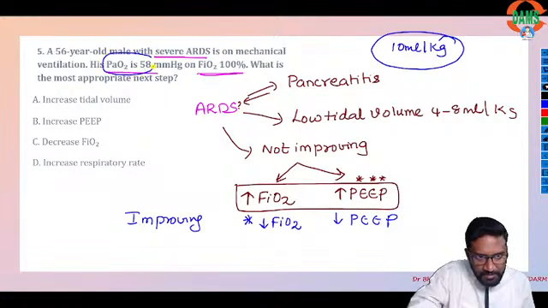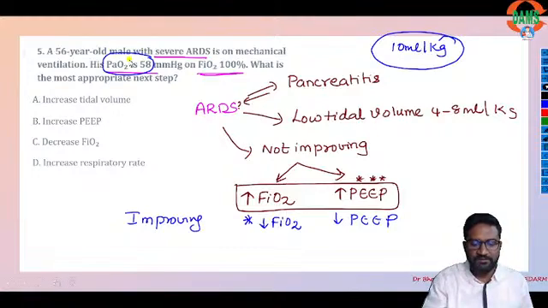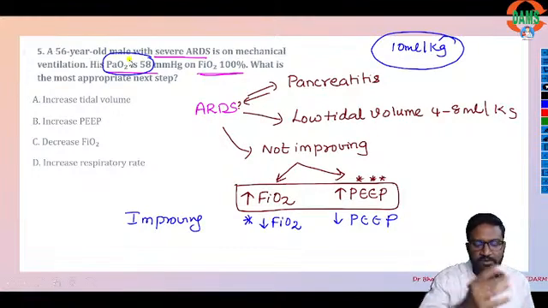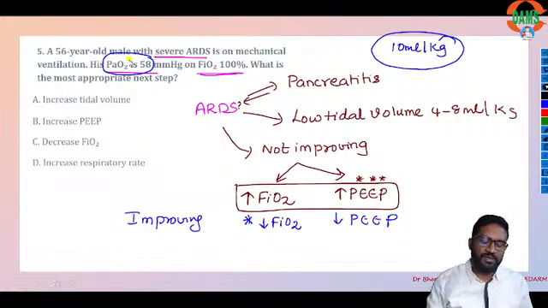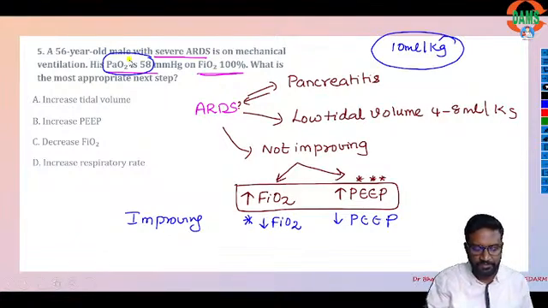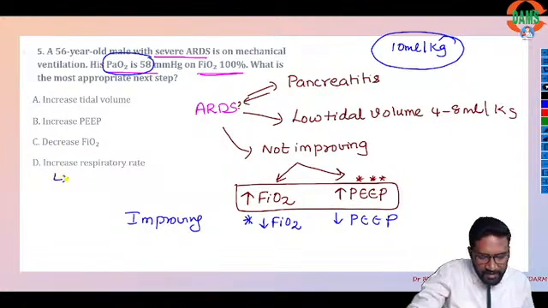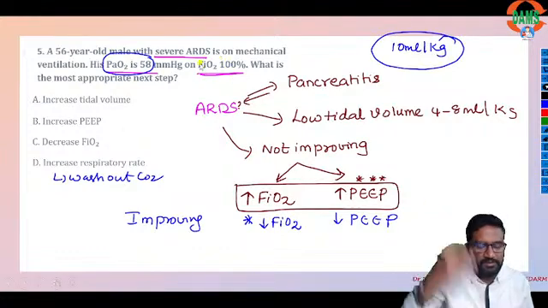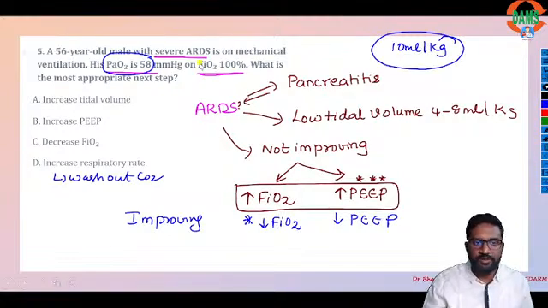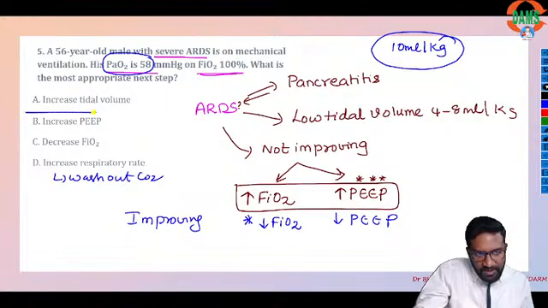PaO2 is given; you leave SpO2. They have directly given the ABG value, which is more accurate. So PaO2 is very low. Normal PaO2 is somewhere around 80 to 100. Increasing respiratory rate is indicated when there is a lot of CO2 and you want to wash it out. Already FiO2 is 100% and he is still not improving, so there is no point in decreasing FiO2. The only thing which can increase oxygenation here is increasing PEEP.